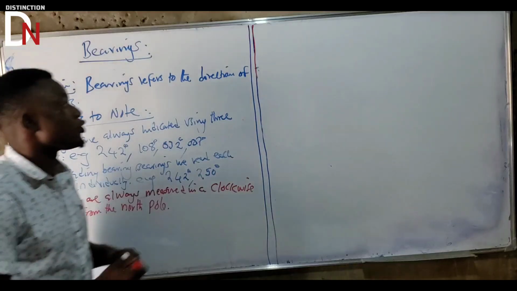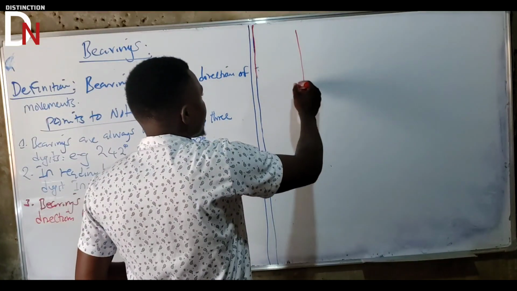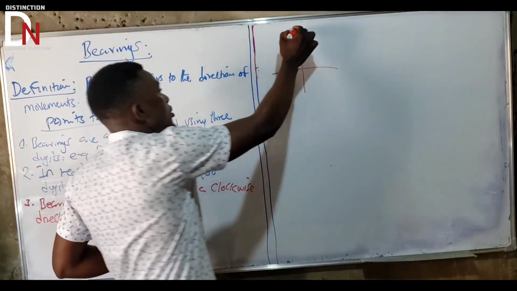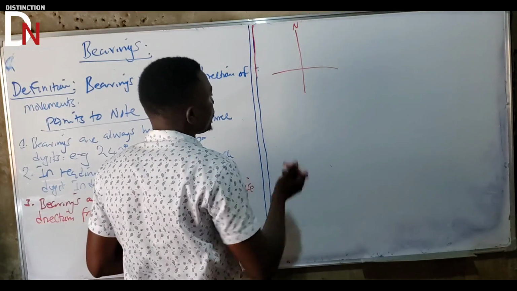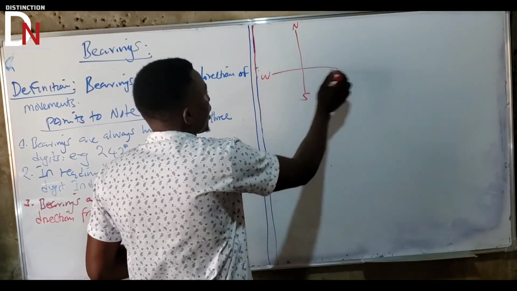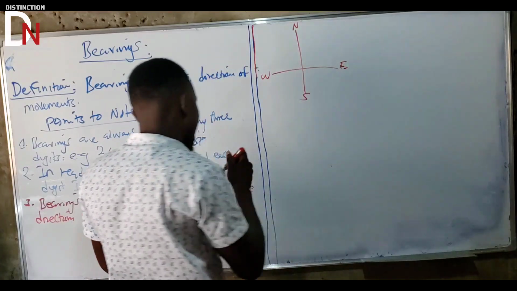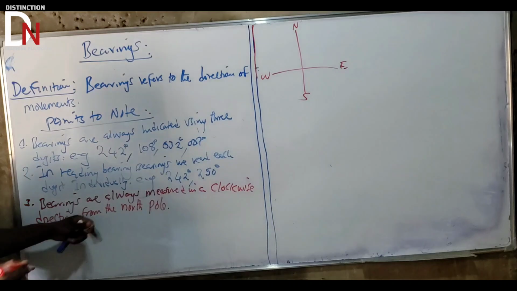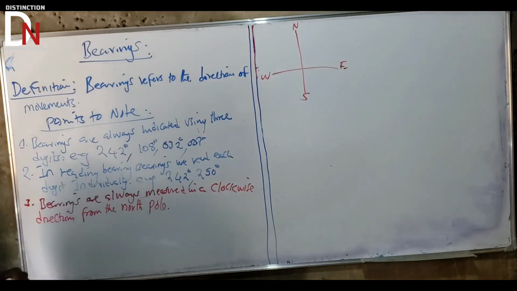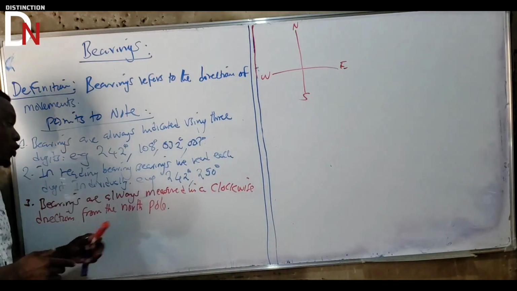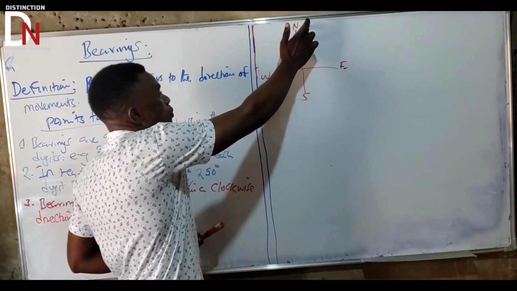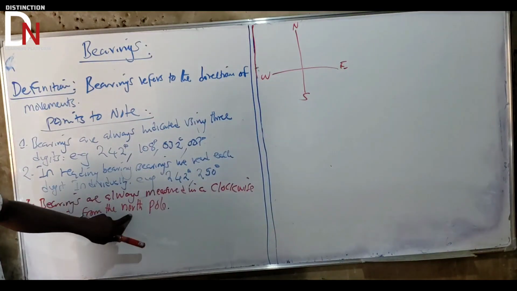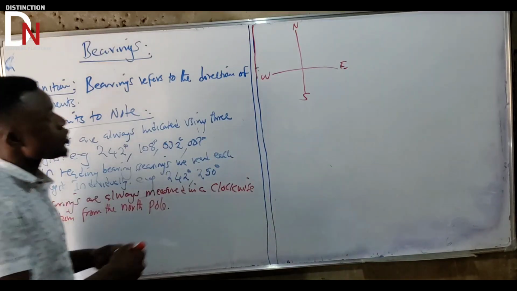What does it mean? If you look at the compass, it has 4 main directions. We have the north pole, south, west, as well as east. But in this case, our main interest is the north pole. If you look at this statement, bearings are always measured in a clockwise direction from the north pole. Our interest is this north pole, and it is measured from the north pole.